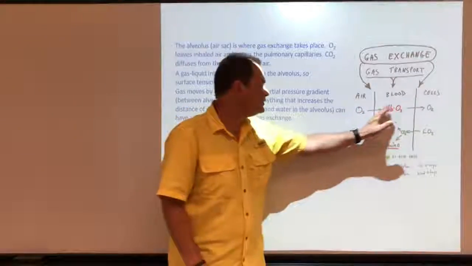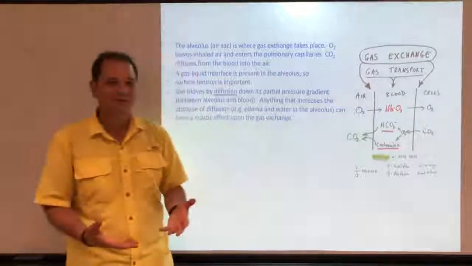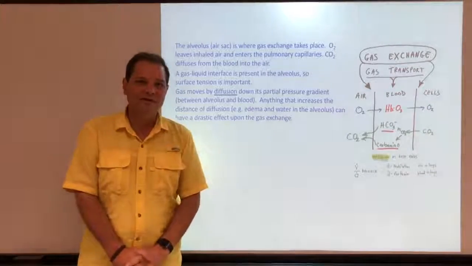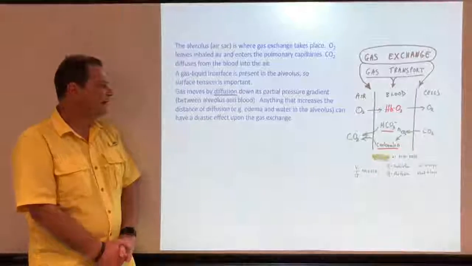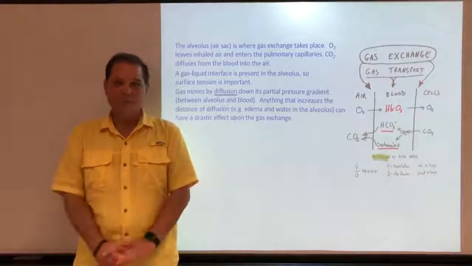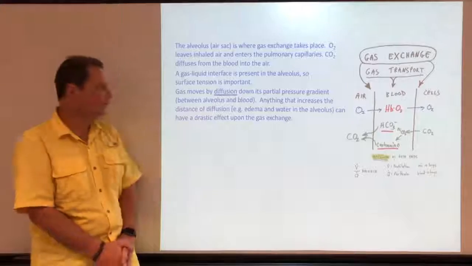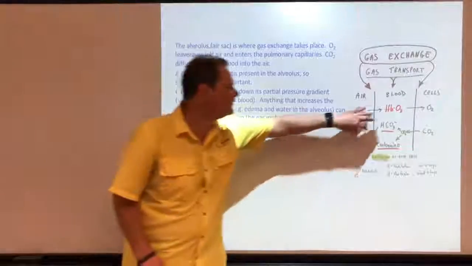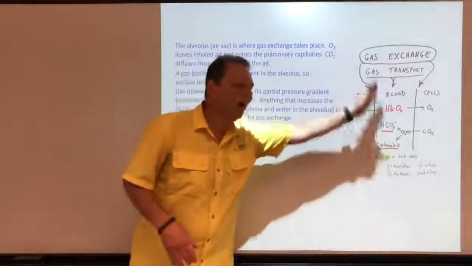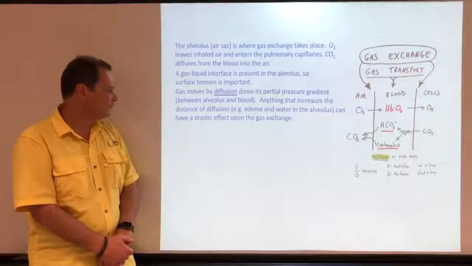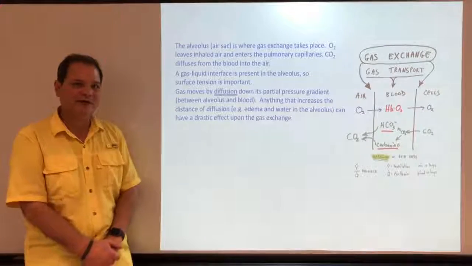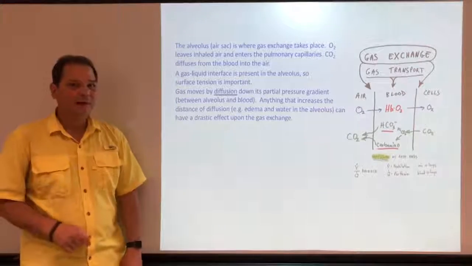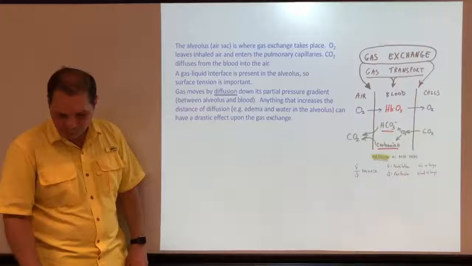Because we're talking about diffusion here, anything that increases the distance of diffusion can cause a problem, like edema or water in the alveolus. Okay, that can become an issue. And for instance, in pneumonia or pulmonary hypertension, if you've got congestive heart failure, part of the reason why you have a problem in these diseases is because you've increased the distance of diffusion here by adding a bunch of water and edema to the tissues. Okay, and that can have a drastic effect on gas exchange. Remember, distances of diffusion have to be kept small, and when you increase them, things slow down quite a lot, okay?